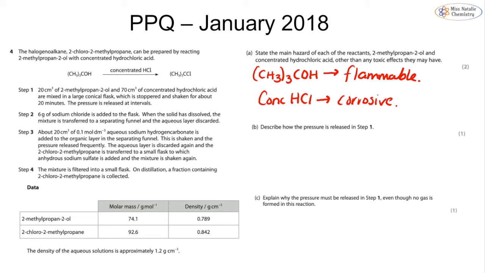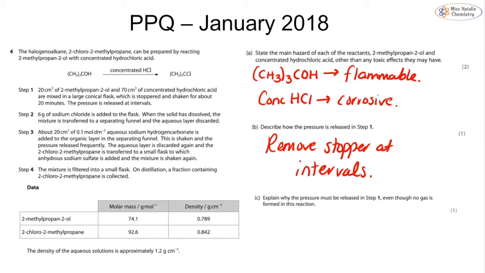So just to go back to step one, we're mixing our alcohol and our hydrochloric acid into the conical flask, which is stoppered and shaken, and then we release the pressure. So part B is asking, how do we release the pressure? And it is very simply, we remove the stopper at intervals. And that just allows any pressure that builds up to be removed.